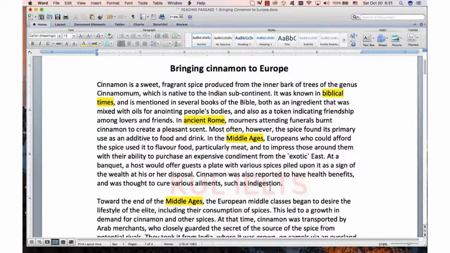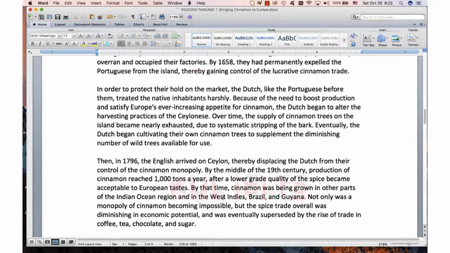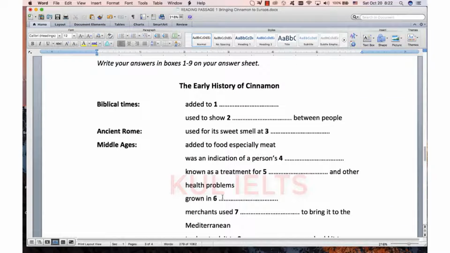So there they are there. That's quite easy to find. Of course, don't just stop. Continue to scan because Middle Ages was there again. Alright, now before we go and find each one of these, let's take a look at the grammar.